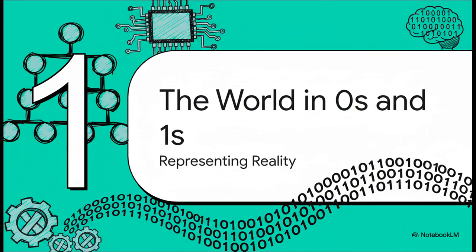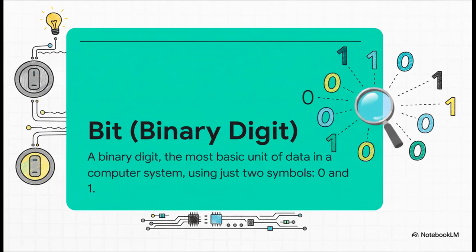We're talking about the fundamental language that every single computer speaks. It's a world where absolutely everything is described using just two options. And here it is. Meet the bit. It's short for binary digit, and it's the smallest possible piece of information a computer can understand. It can only be one of two things, a 0 or a 1.